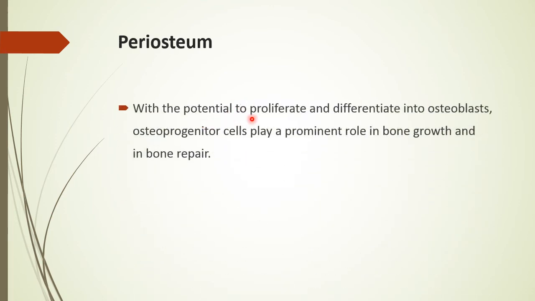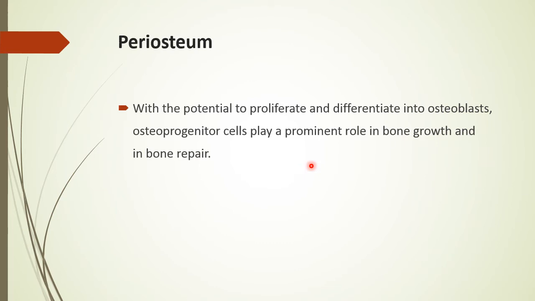The periosteum has the potential to proliferate and differentiate into osteoblasts. The osteoprogenitor cells found in the inner layer of periosteum play a prominent role in bone growth and in bone repair.